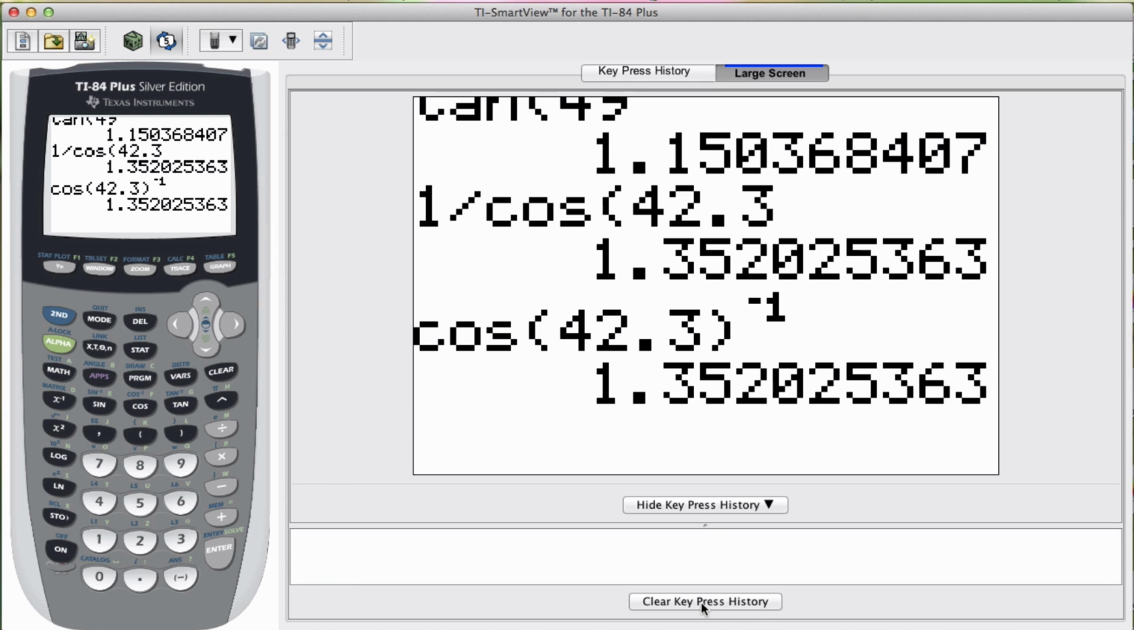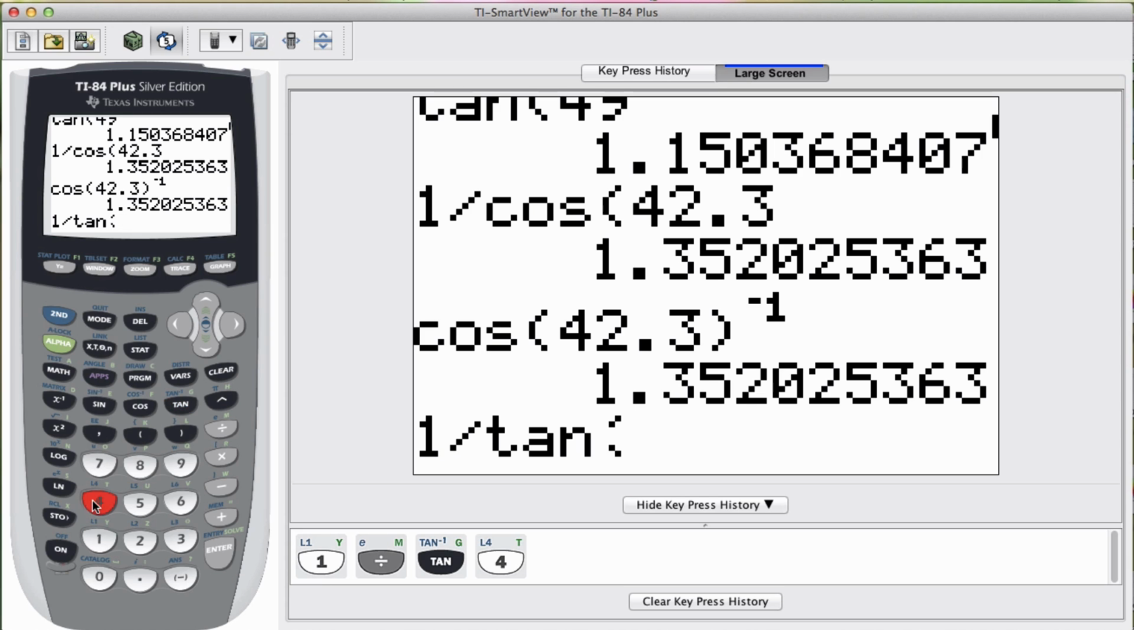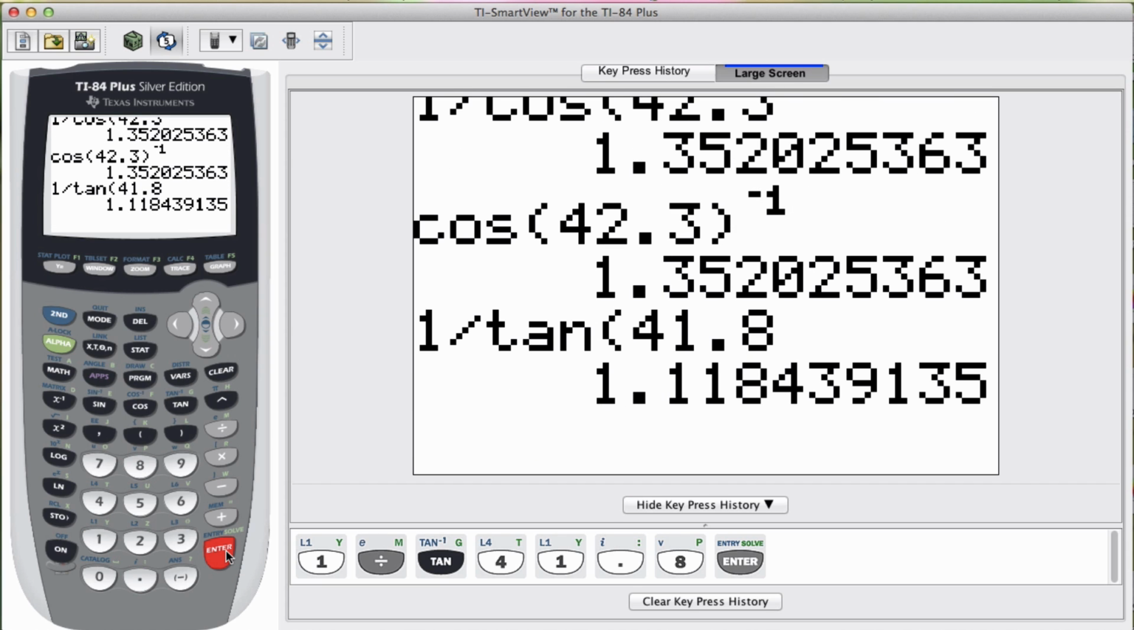Okay, so let's practice that again. Number 8 says cotangent of 41.8. I know cotangent is the reciprocal of tangent, so I'm doing 1 divided by tan of 41.8. And when I press enter, I get 1.1184.